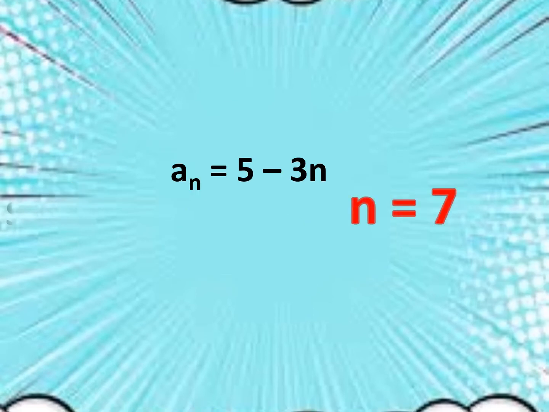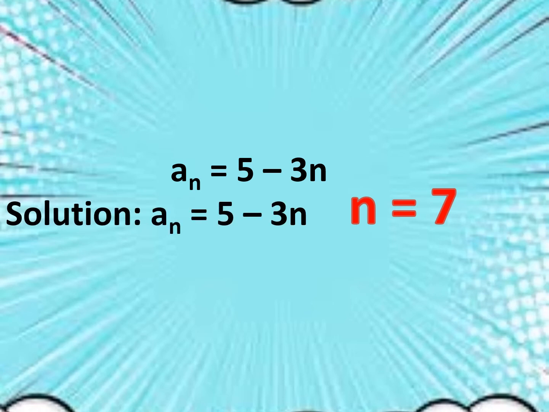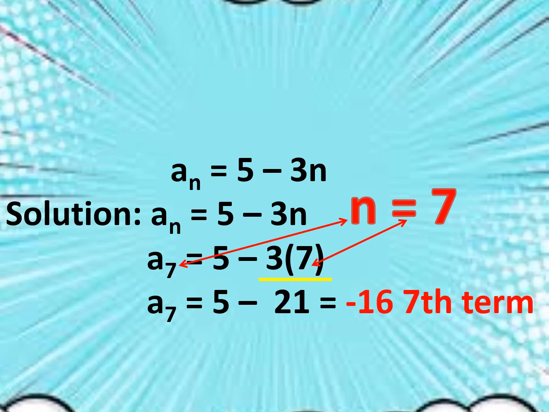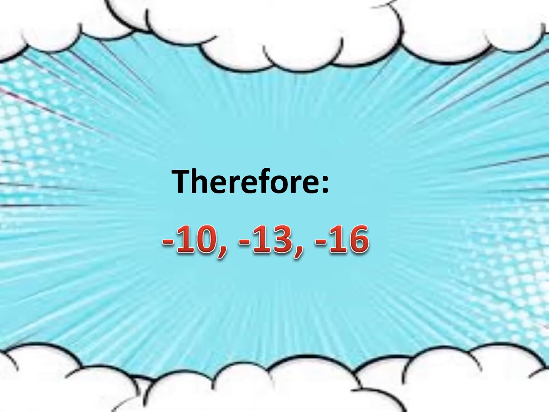N is equal to 7, and our general term is a sub n is equal to 5 minus 3n. Then substitute the value of n by 7. So a sub 7 is equal to 5 minus 3 times 7. So simplify first 3 times 7. Then a sub 7 is equal to 5 minus 21 is equal to negative 16, our seventh term. Therefore, we have negative 10, negative 13, and negative 16.